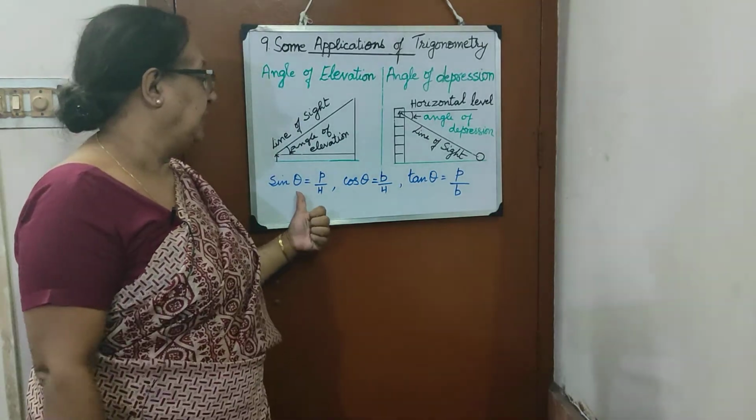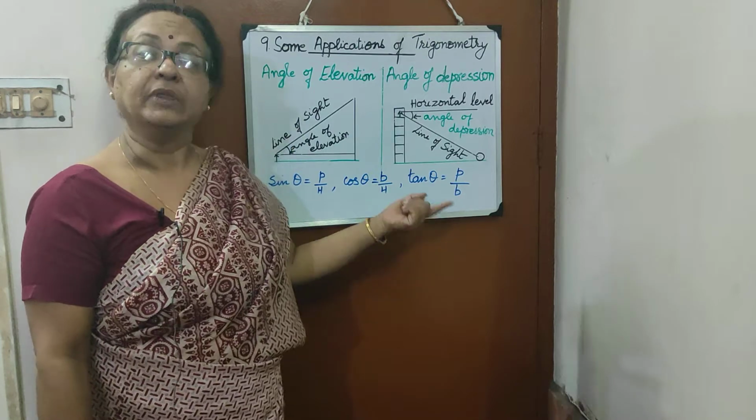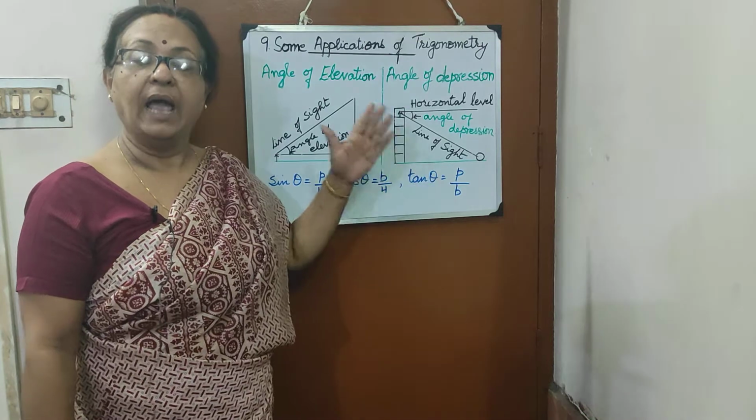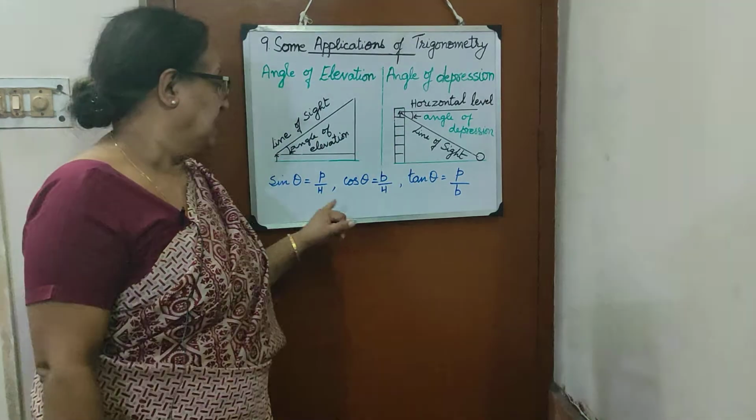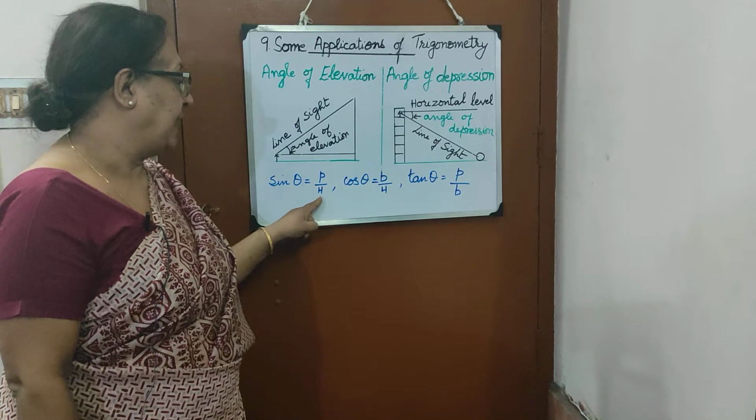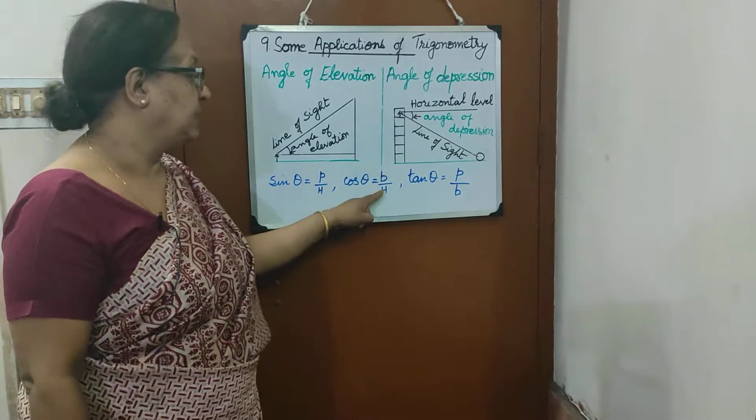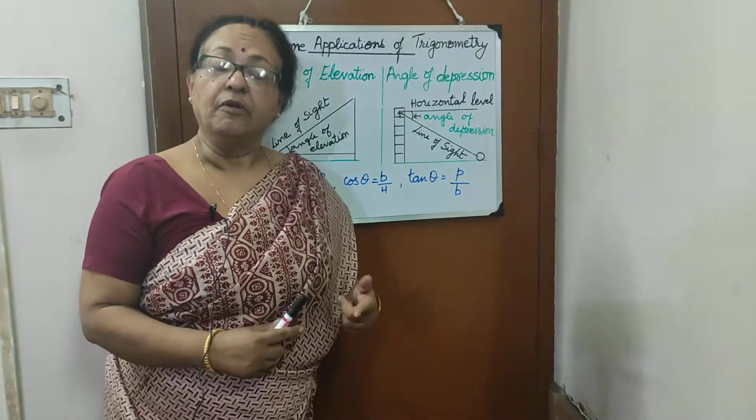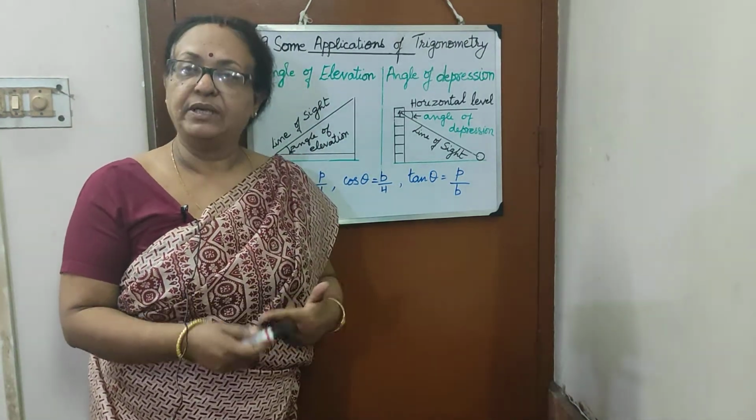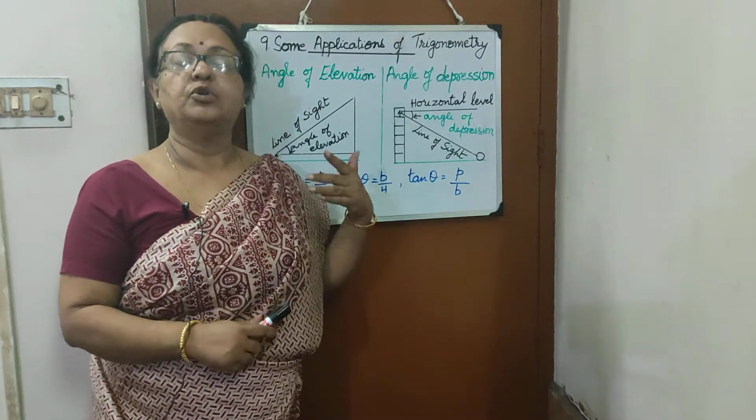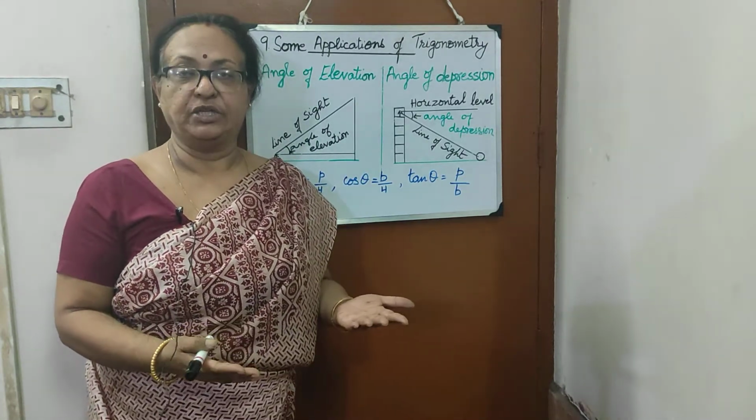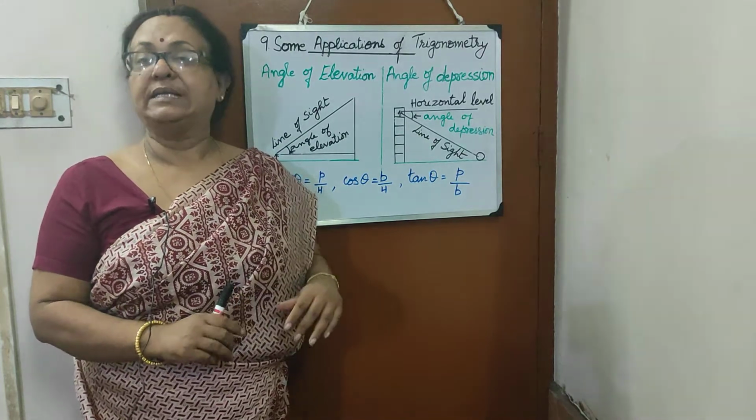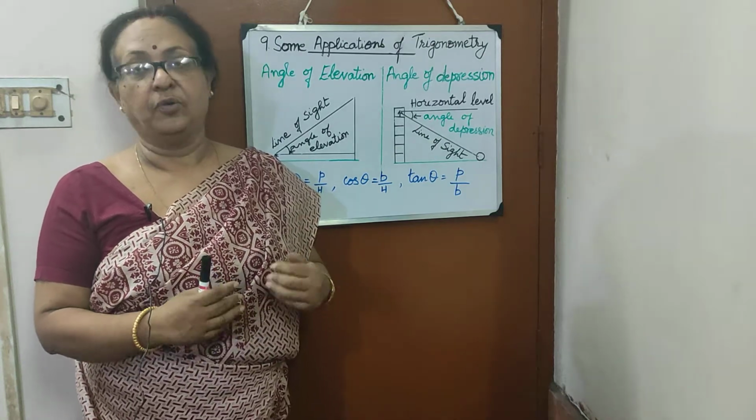What are they? Sin theta, cos theta, tan theta, and their reciprocals, cosec theta, sec theta and cot theta. And you very well know that sin theta is perpendicular by hypotenuse, cos theta is base by hypotenuse, tan theta is perpendicular by base. We will be using any of the 6 ratios to solve a given problem according to the situation and according to our convenience. So, now let us take up a few examples from your exercise.